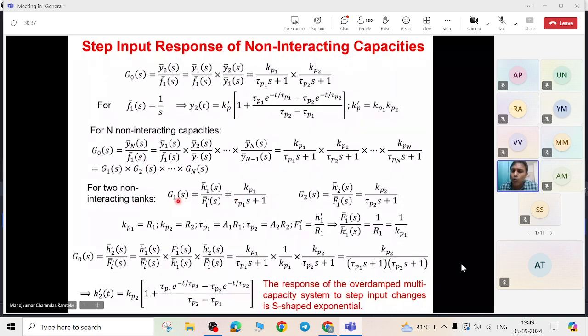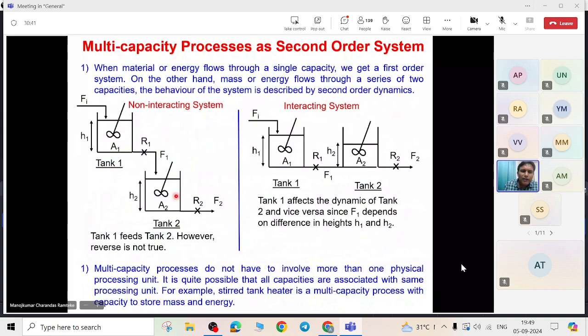So in this case, what will be given? The first transfer function in this case will be what? If I look at this particular case, the first transfer function will be nothing but how this H1 is related to F1. That is the first transfer function, isn't it?